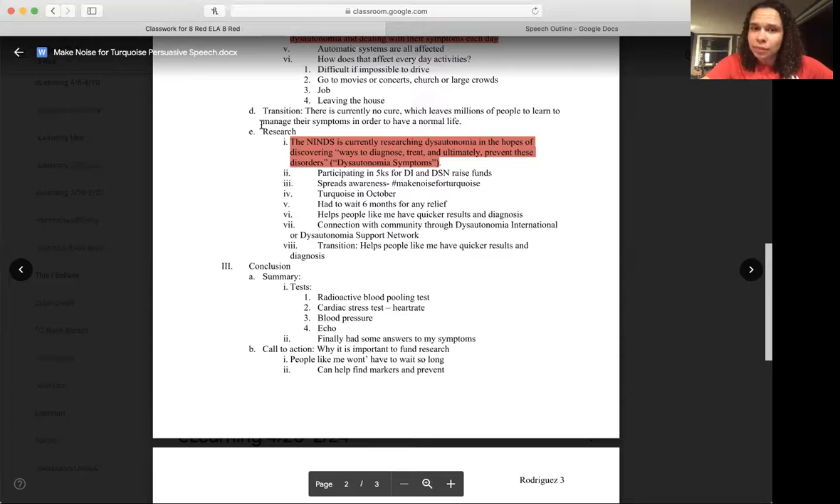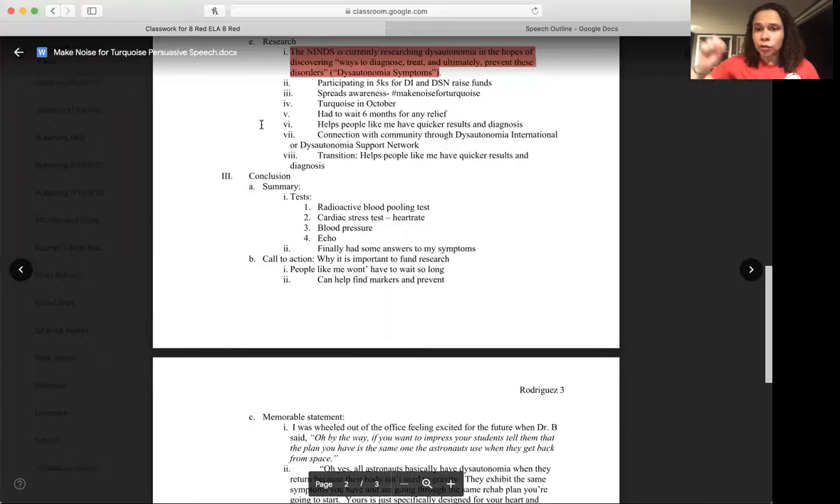In conclusion, there are many tests, blah, blah, blah, blah, blah, that help people like me, patients like me, finally have a diagnosis and finally have access to medication and medical professionals that will help us deal with chronic illnesses like mine. So here, this is why it is important to fund research. This is my call to action. This is why it is important for people to support my cause. Why it is important to fund research.